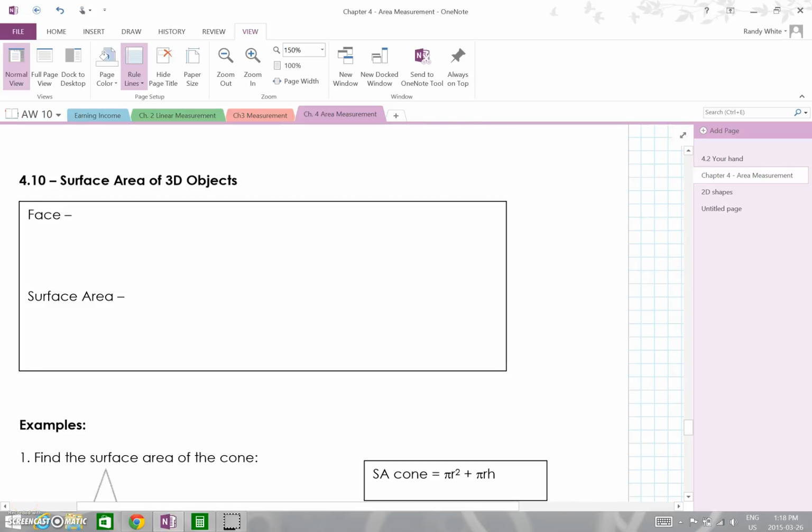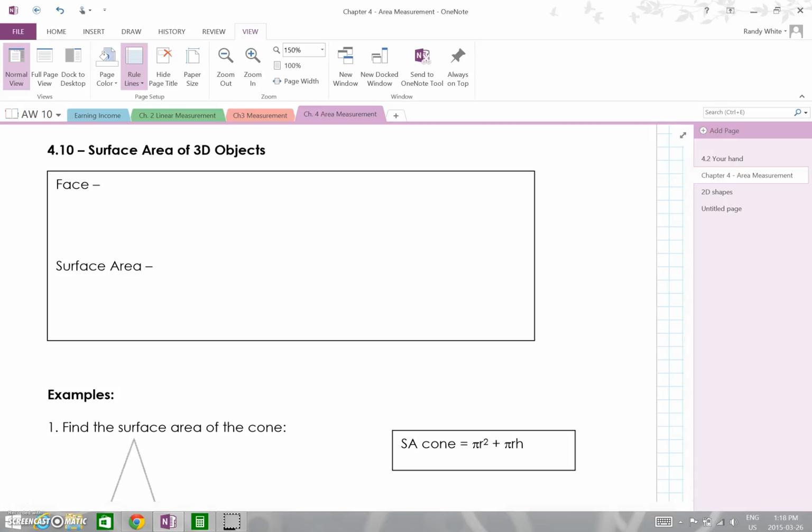Alright kids, here we go. Here is our last unit for chapter 4. This time we're going to be dealing with the surface area of 3D objects.